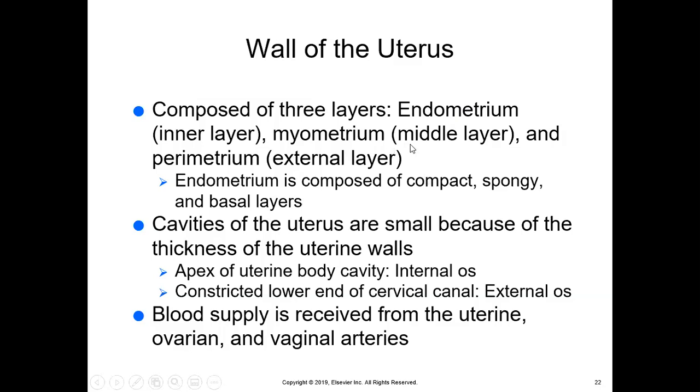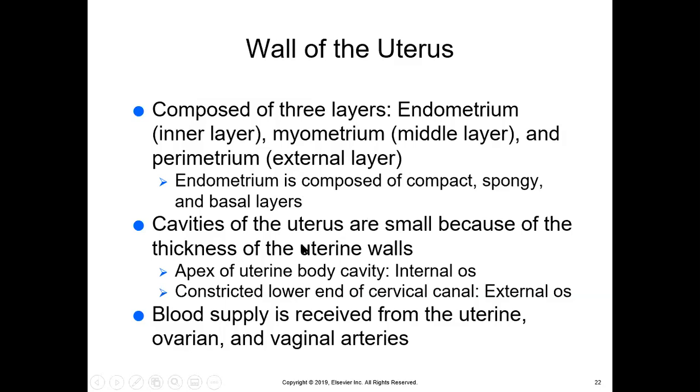Then you have the myometrium, which is the middle layer. Myo is muscle, so this is the muscle layer. This is a very big muscle. The uterus is made up mostly of myometrium. And then you have the perimetrium, which is the external layer. And it just mentions that the endometrium is composed of compact, spongy, and basal layers.